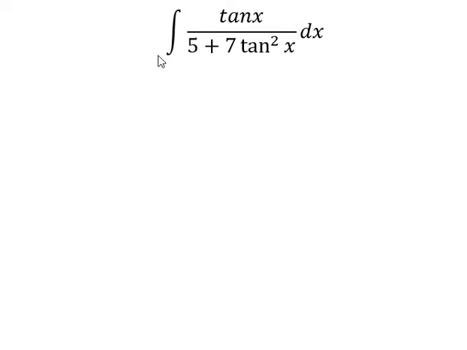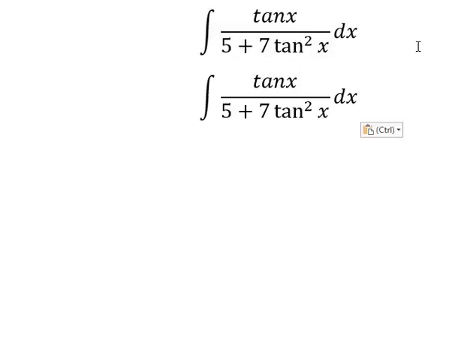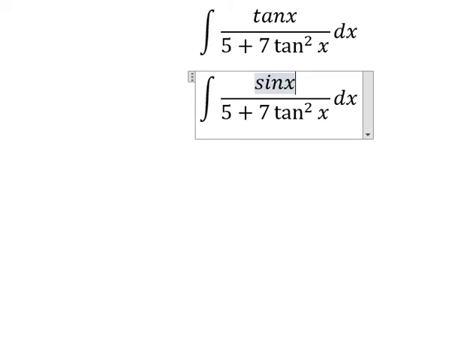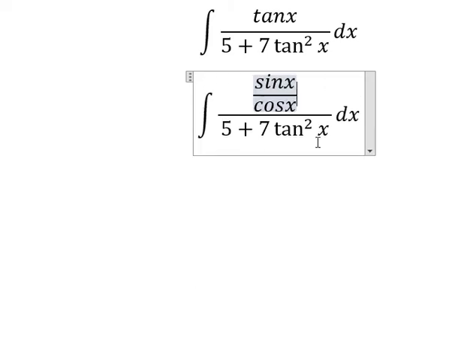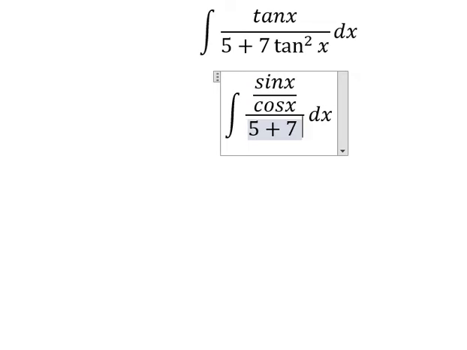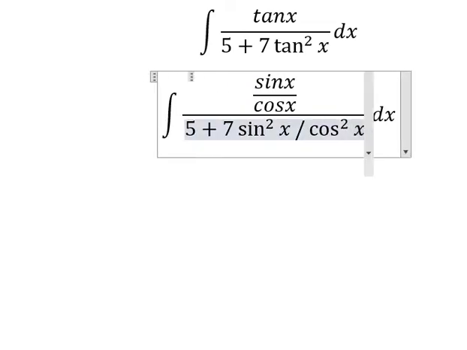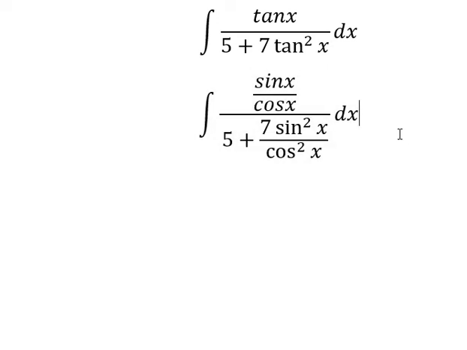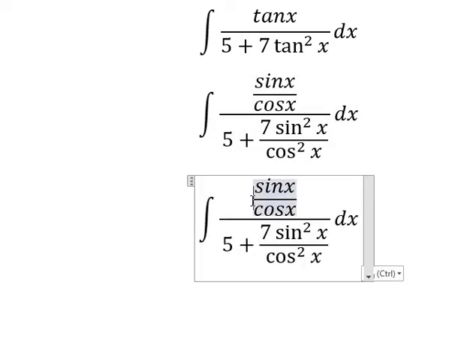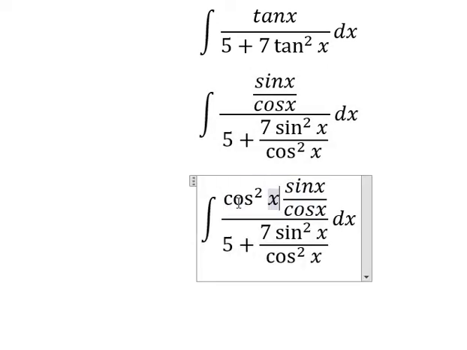The topic today is about integration. So now I will show you how to answer. About tan x, we change it to sin x over cosine x. This one is sin x squared over cosine x squared. Next, we need to multiply by cosine x squared on the numerator and denominator.